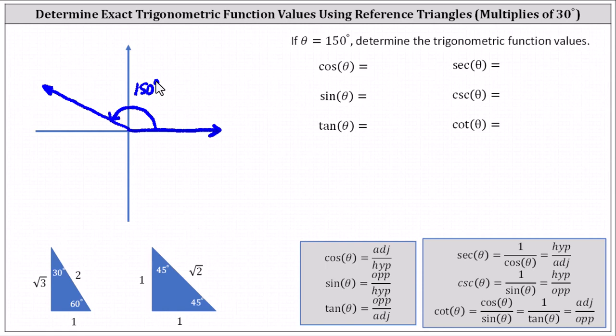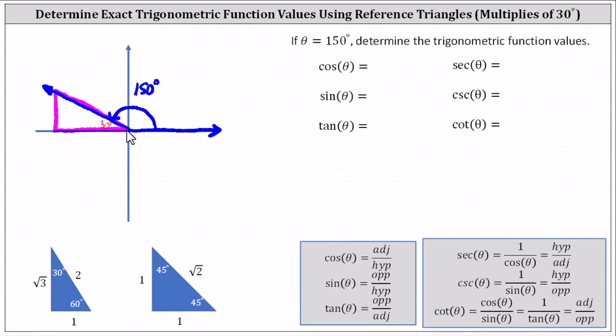The reference angle is the acute angle formed using the terminal side of the angle and the x-axis, which is this angle here, which measures 30 degrees. And now we'll sketch the reference triangle by selecting a point on the terminal side of the angle and sketching a vertical segment to the x-axis here. Notice this forms a right triangle. This is the reference triangle.